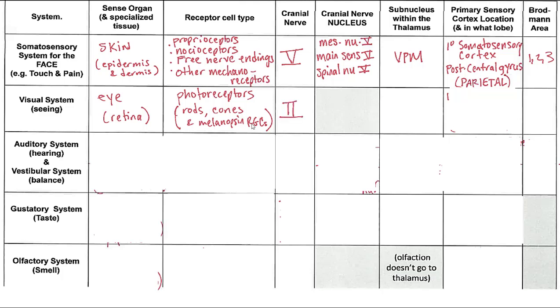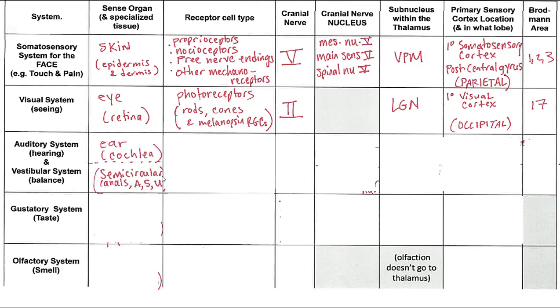That's cranial nerve 2. There's not a cranial nerve nucleus in the brainstem. There's the superior colliculus, which is a relay center, but for the primary processing, there's not a primary nucleus. The visual information does go to the lateral geniculate nucleus, and then on to the primary visual cortex, which is in the occipital lobe. That's Brodmann area 17.